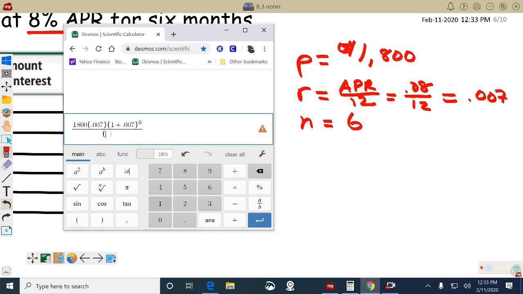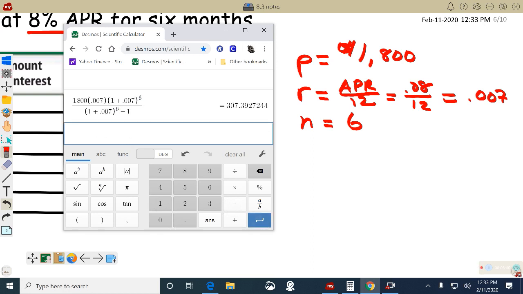1 plus 0.007, also to the 6th power. Minus 1. Minus 1. So Jack, for 6 months, is going to pay $307.39 every month for 6 months.